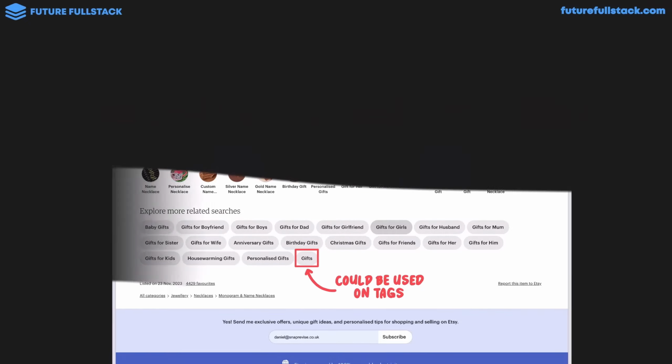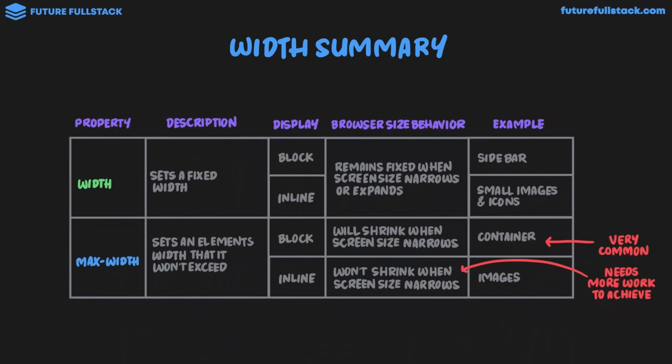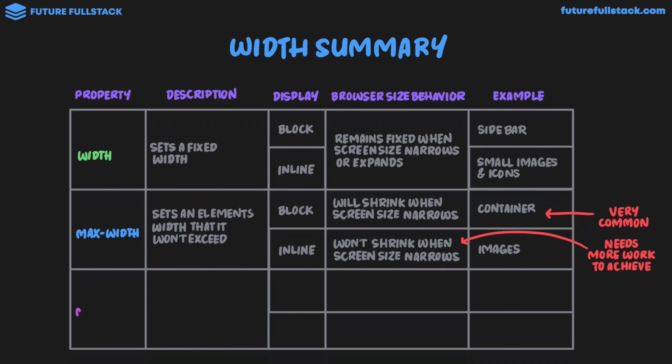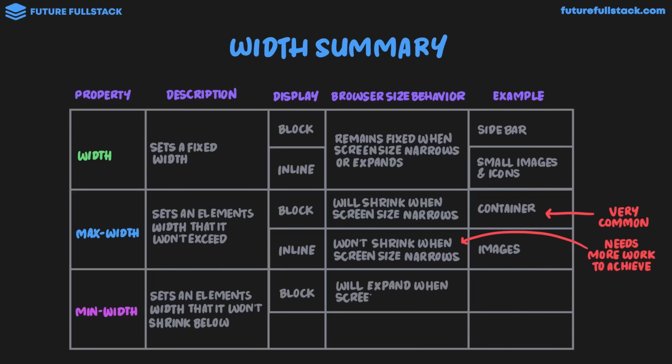Now in the previous chapter, we had a width summary table. So let's now go and add to this with the min width property. For its description, it sets an element's width that it won't shrink below. Looking first at when it's a block element, for its browser size behavior, it will expand when the screen size widens. And we saw an example of this was inside a grid section, which we haven't covered yet. For inline elements, the content won't wrap onto another line.